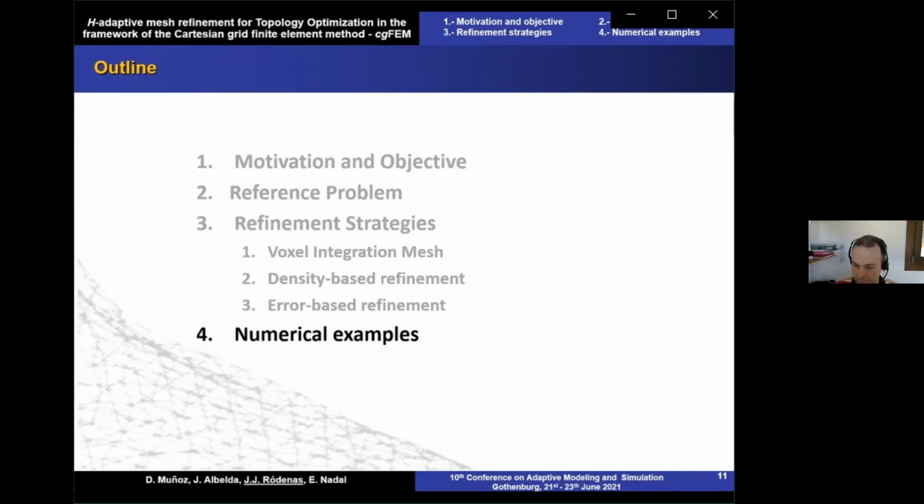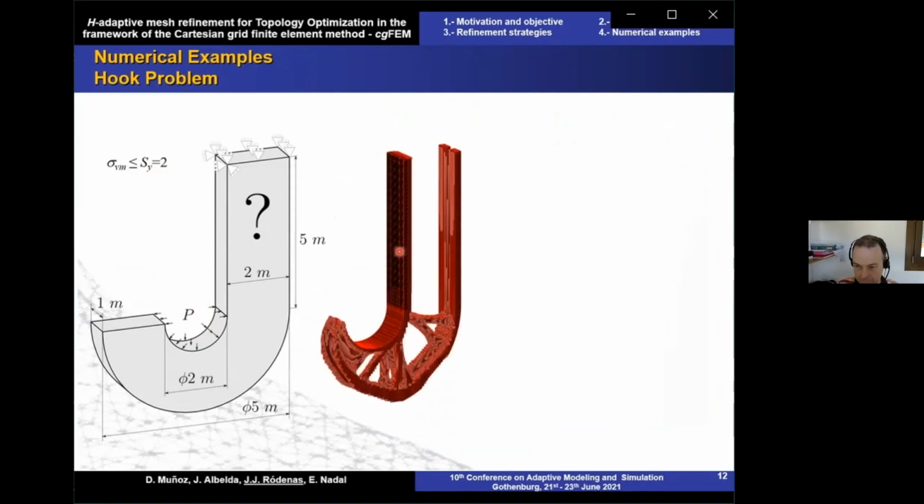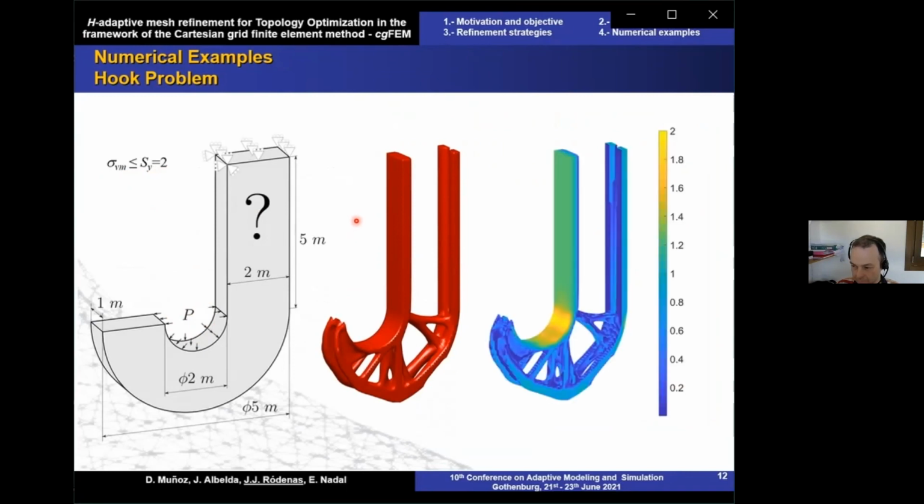I will conclude the presentation showing 2 numerical examples. The first problem is a hook with a load here, and we want to keep the von Mises stresses below 2. We run the topology optimization process. We get this solution. This is a pictorial representation of the solution, and here is the evaluation of the von Mises stresses that are always below 2.